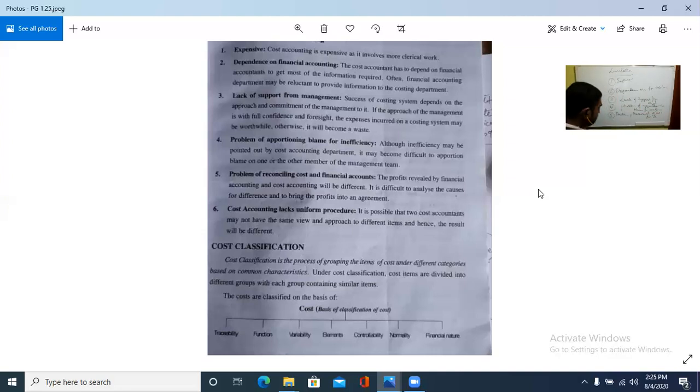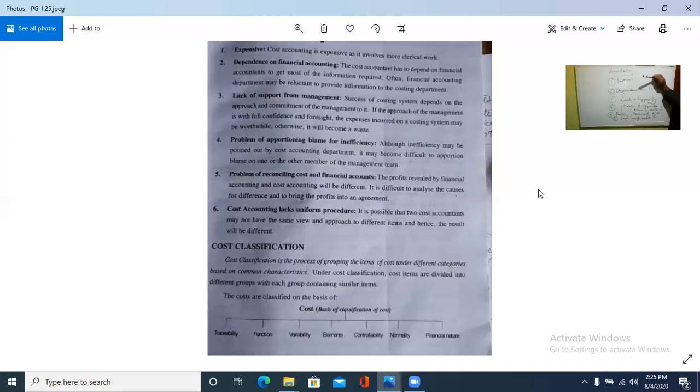And the sixth point is cost accounting lacks uniform procedure. So what is that? Two cost accountants may not have the same view. ഒരേ രീതിയിലായിരിക്കില്ല രണ്ട് പേരുടെ അപ്രോച്ച്. എന്നാൽ ഫിനാൻഷ്യൽ അക്കൗണ്ടിന്റെ പോളിസീസ്, the rules, everything correct. Okay, so in the approach to different items, their views or approaches will be different. അതുകൊണ്ടാണ് the result will also be different. So these are the limitations with regard to which one?